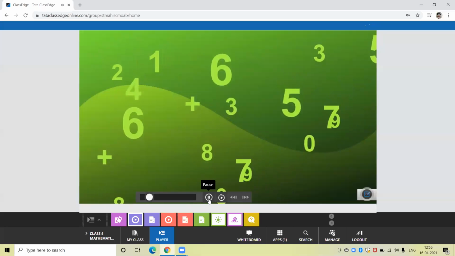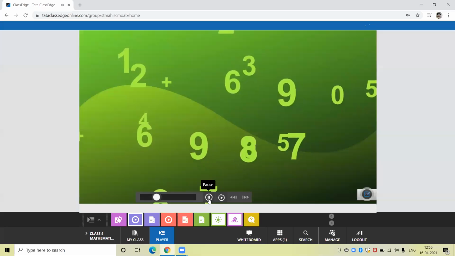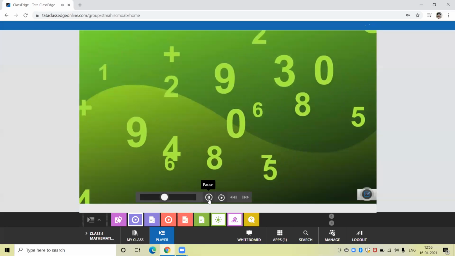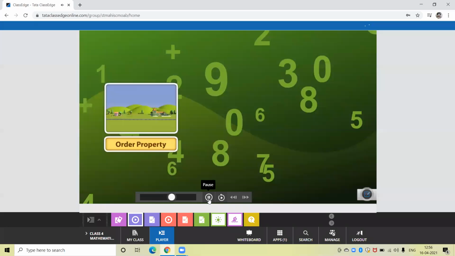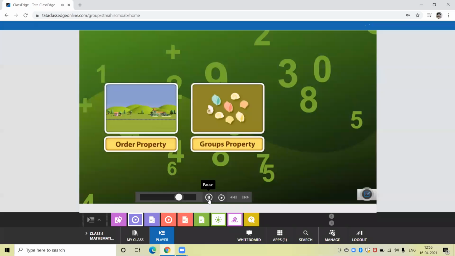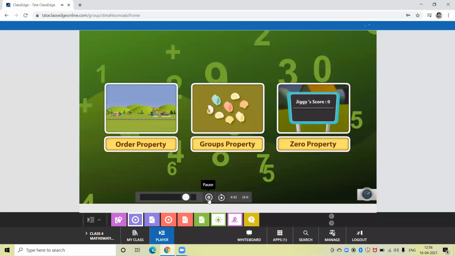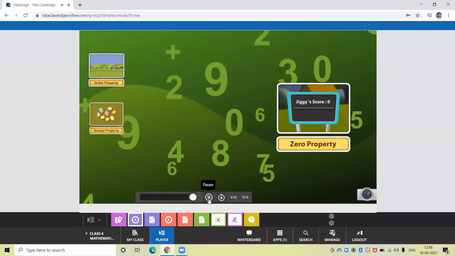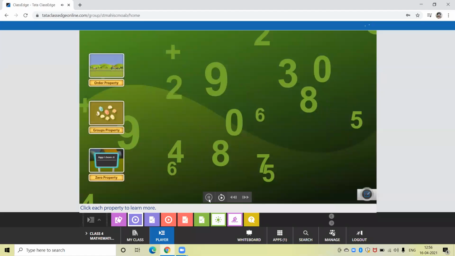There are three major properties of addition. They are order property, groups property, and zero property. Click each property to learn more.